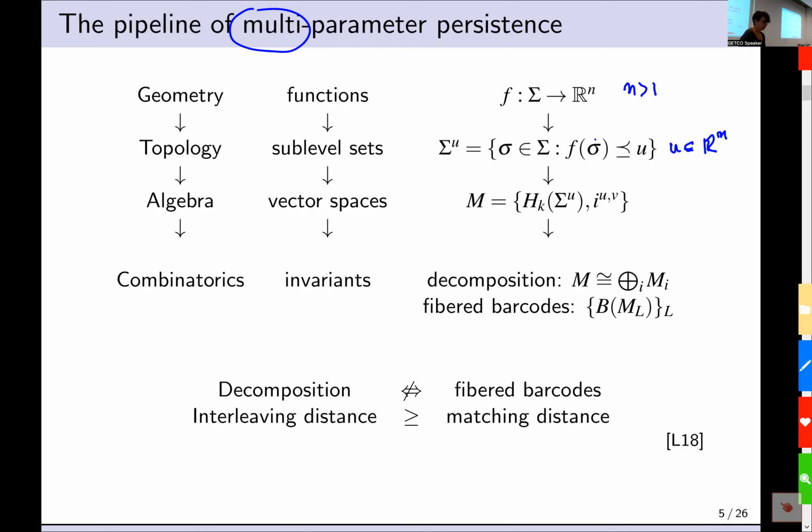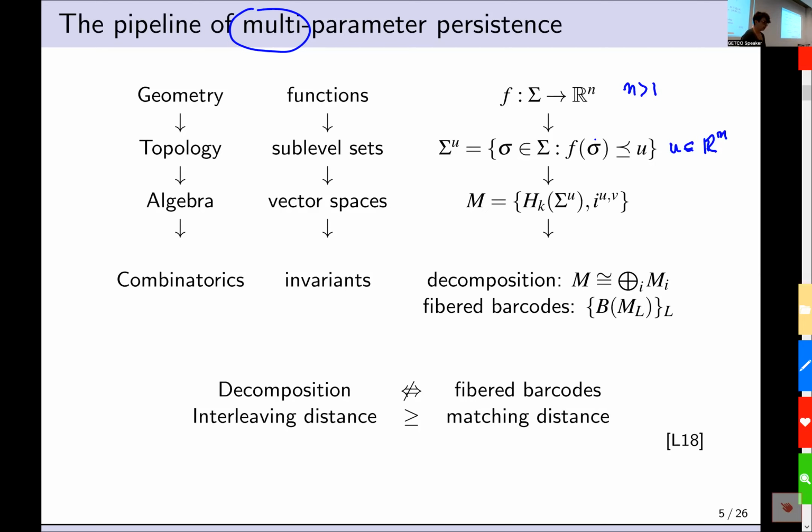But what we get when we have fibered barcodes is not a complete invariant for the persistence module. It is a summary of it. So there may be many persistence modules giving the same fibered barcode.